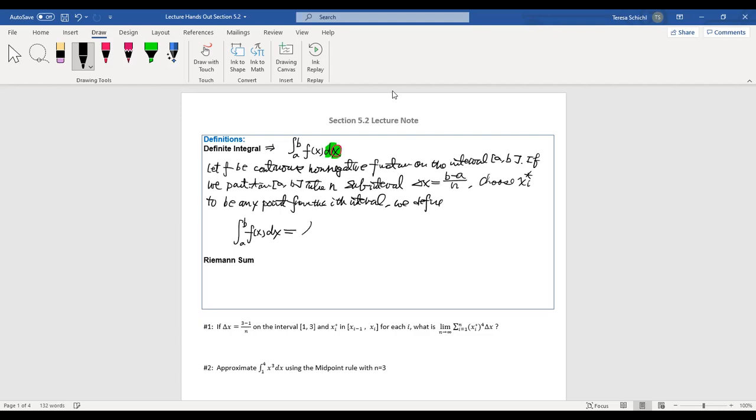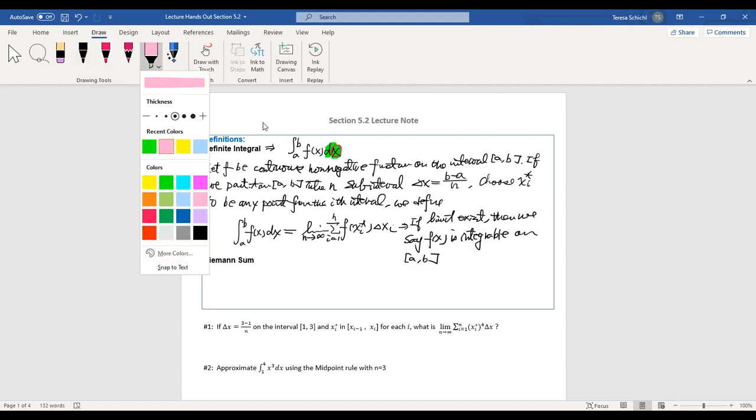We can define it as the limit as n approaches infinity of the summation from i equals 1 to n of f of xi star times delta x. If the limit exists, then we say that f of x is integrable on a, b.